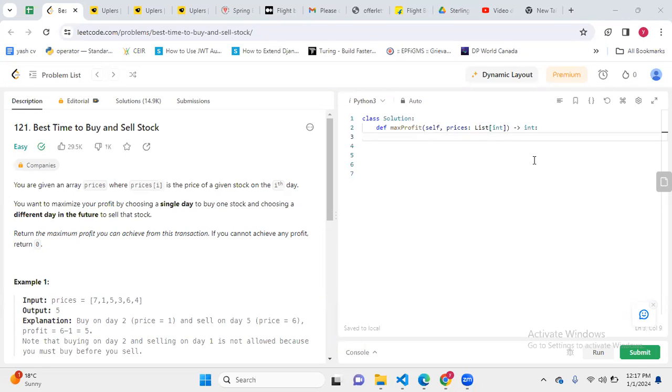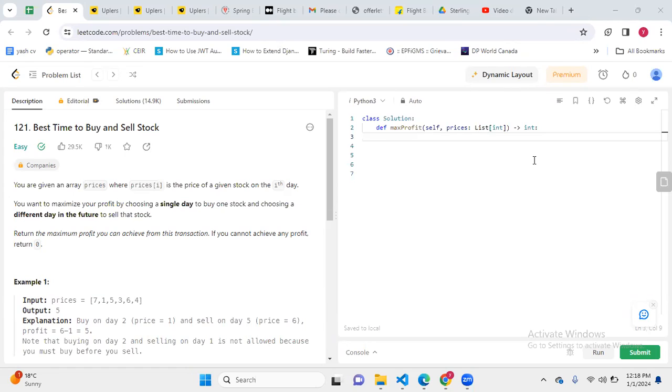Hello guys, today we are going to discuss LeetCode Problem 121, which is Best Time to Buy and Sell Stock. This is a commonly asked interview question and it is asked in Amazon, Meta, Microsoft, Google and many more companies. It is a very commonly asked interview question and it's a trick question.